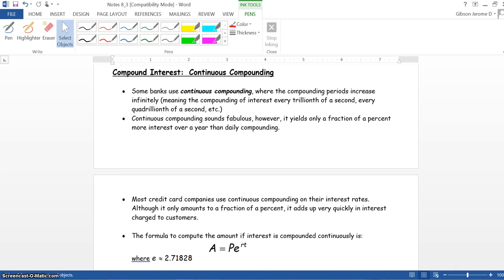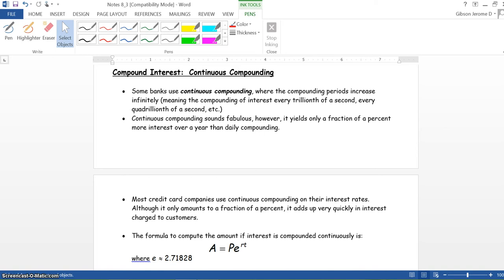Okay, class, picking up where we left off, we're on compound interest, continuous compounding. Some banks use continuous compounding where the compounding periods increase infinitely, meaning the compounding of interest every trillionth of a second, every quadrillionth of a second, etc. Continuous compounding sounds fabulous, however, it yields only a fraction of a percent more interest over a year than daily compounding. Most credit card companies use continuous compounding on their interest rates. Although it only amounts to a fraction of a percent, it adds up very quickly in interest charged to customers.